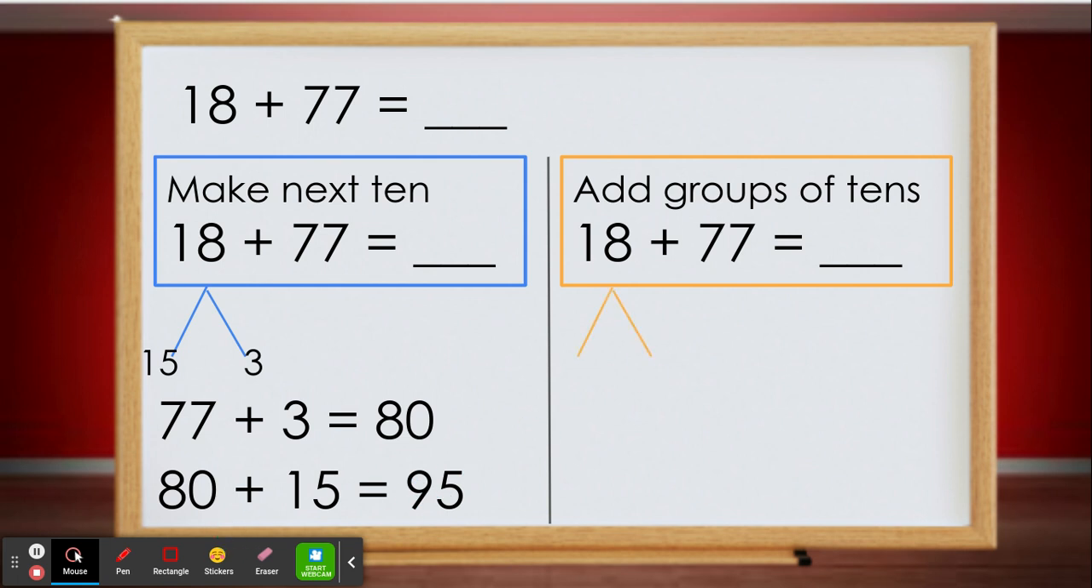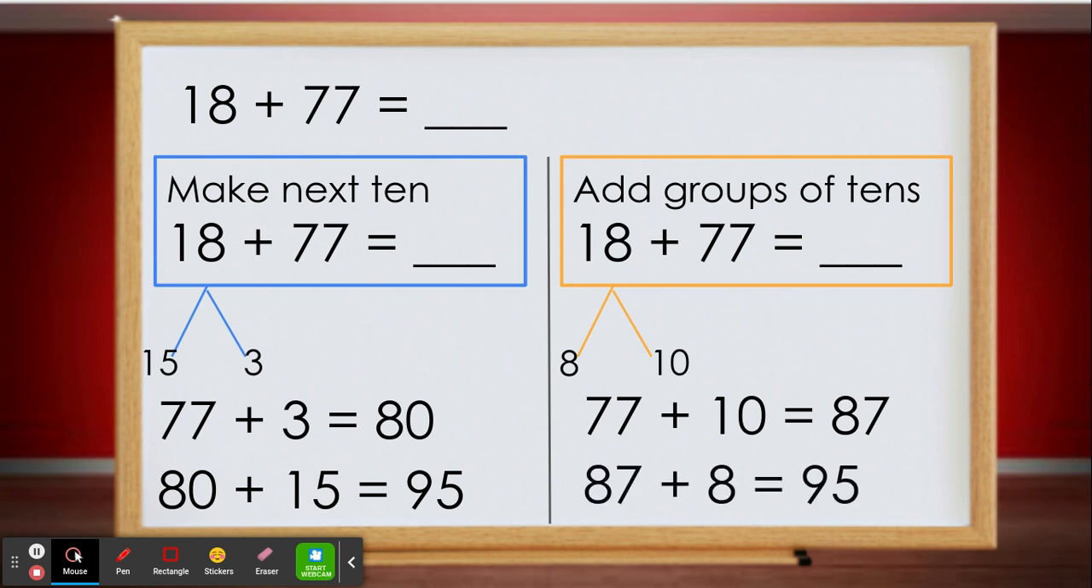And for the add groups of 10, we're going to take 77 plus 10 equals 87. And then 87 plus 8 is 95. In this case, they will have to hop over more times. Or the student can go, how many more would I need for the next 10? Which would be 3 more to 90, and then 5 more to 95.